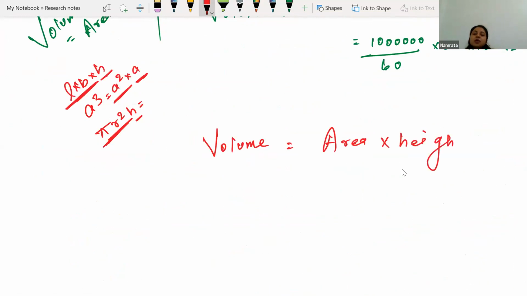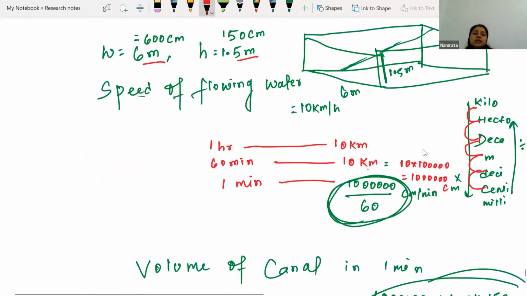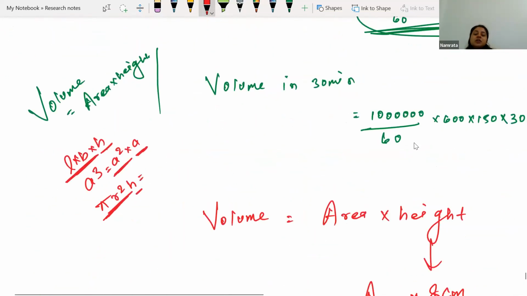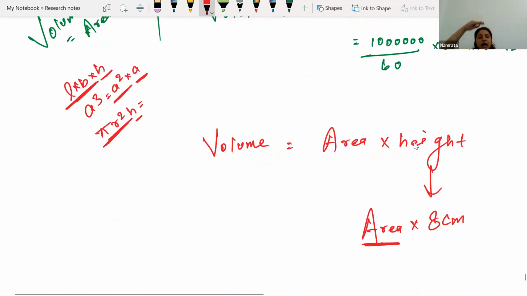How much standing water is needed? 8 centimeter of standing water is needed. How much area, like what is the portion which will be irrigated if 8 centimeter of standing water, the height of the water will be 8 centimeter.